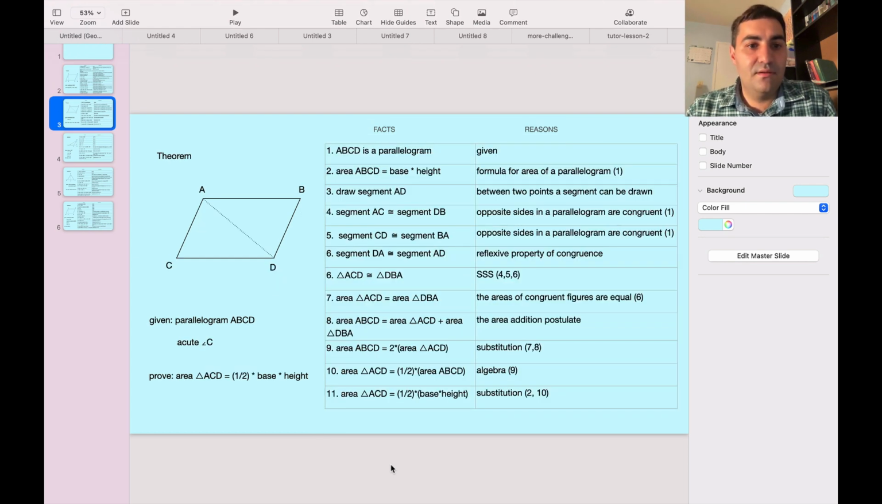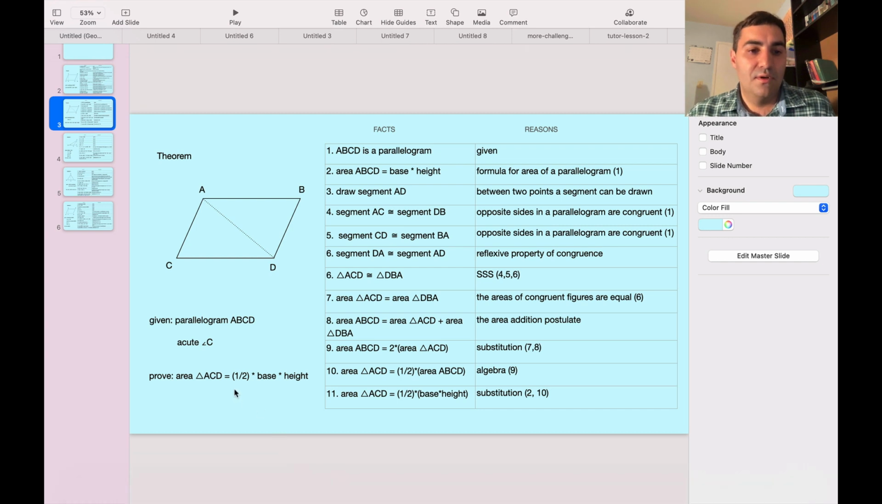So next I'm going to derive the formula for the area of a triangle with an acute angle. I didn't include the obtuse case for angle C, but you can work on that on your own. It's going to be a similar proof. So let's just take a look at it.